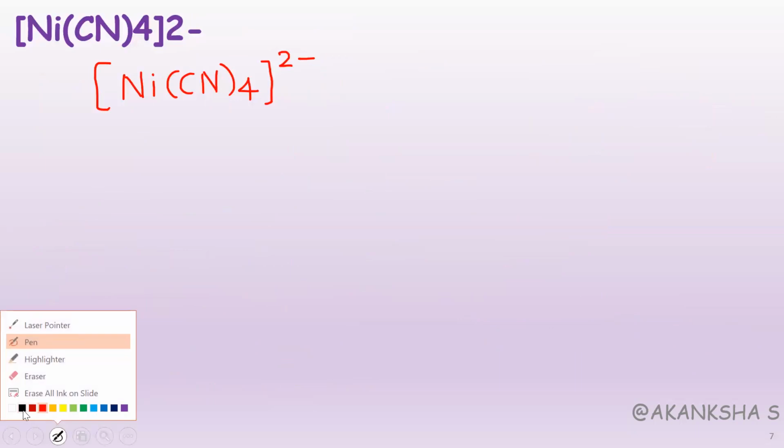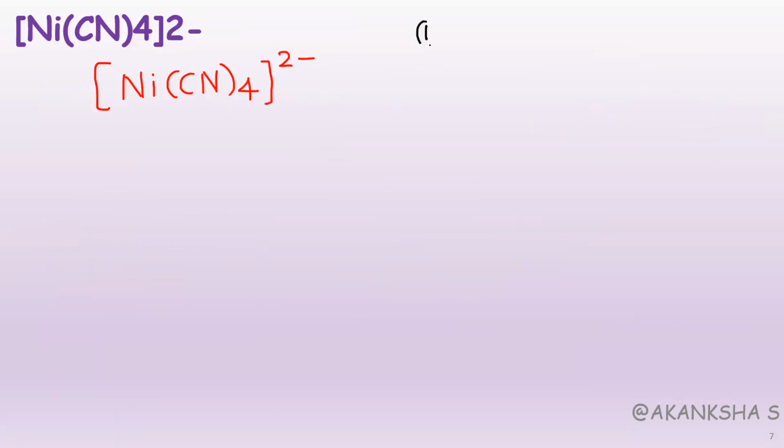Over here, we have Ni, which stands for nickel. CN is supposedly a ligand. 2 minus. What all things can be understood by looking at this complex alone? First thing that we can understand is that there are 4 ligands over here, and all of them are CN. We'll see what is CN.